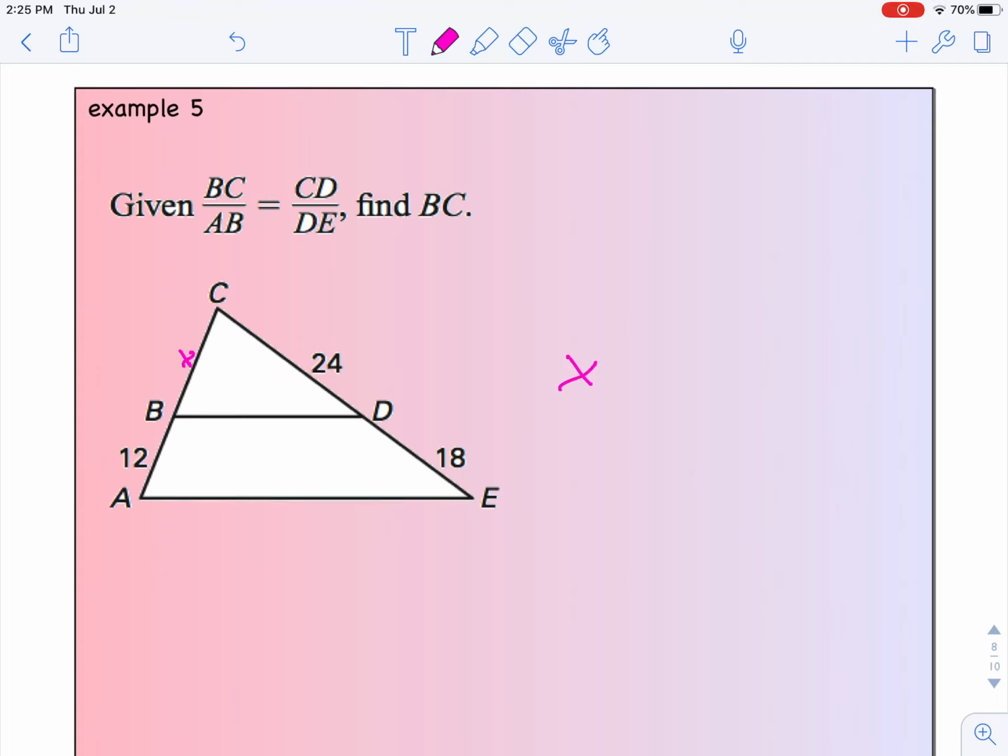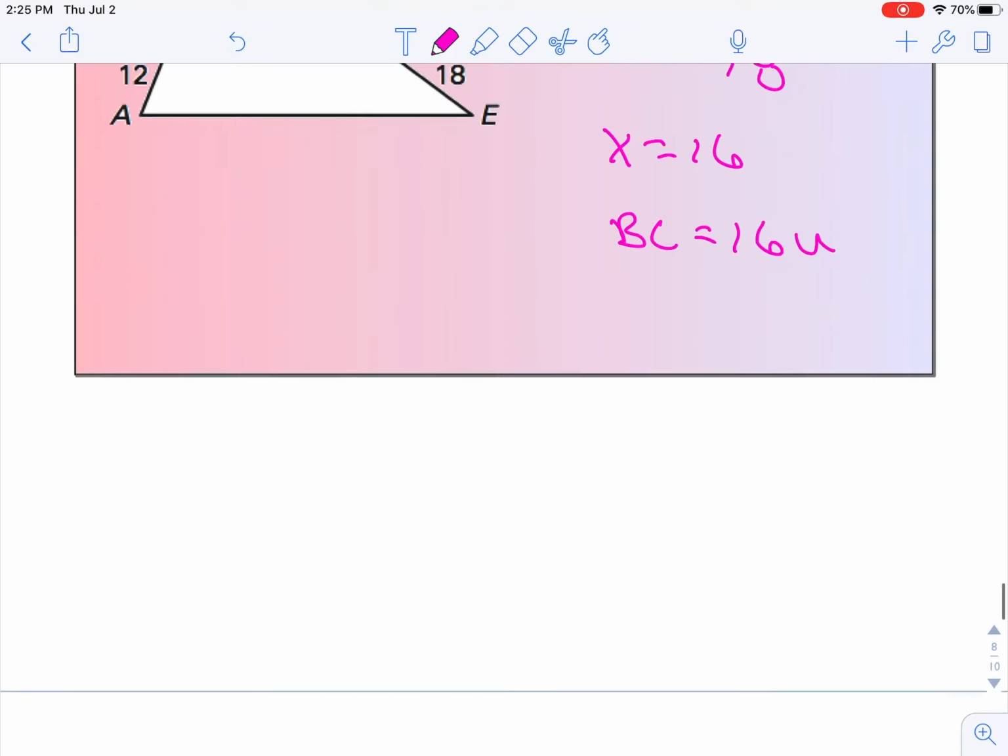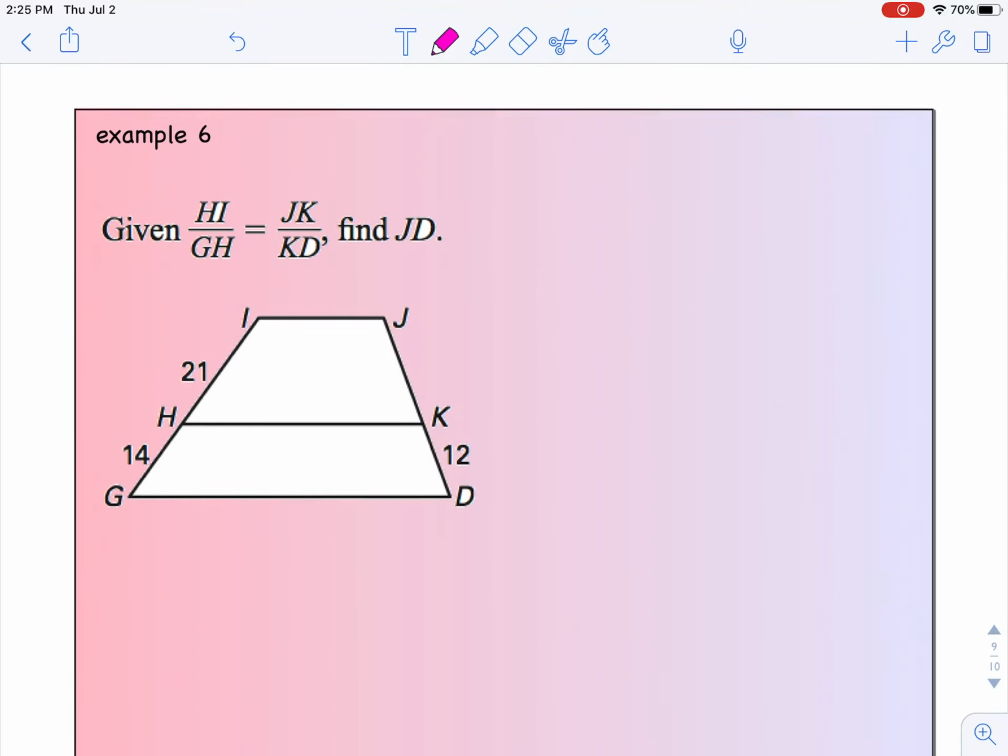If you call this X, this should be X over 12 equals 24 over 18. So now when we solve for x, we could reduce that if we want, but we would get x equals 16. So again, BC equals 16 units. On this example, you have to read carefully because they are saying that HI, which is 21, over GH, which is 14, is in the same ratio as JK, X, over KD, 12.